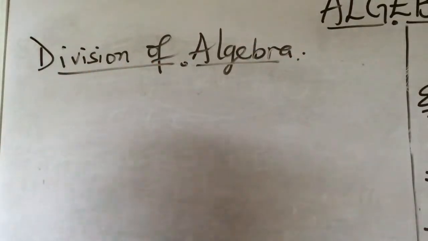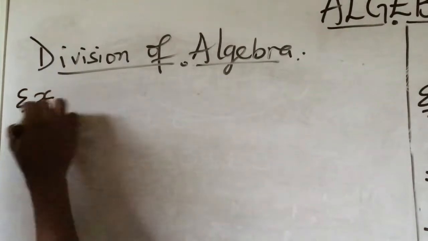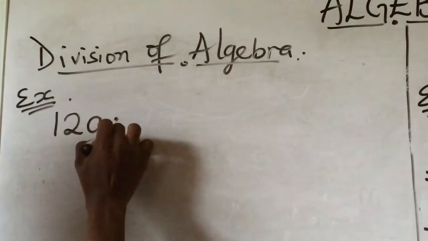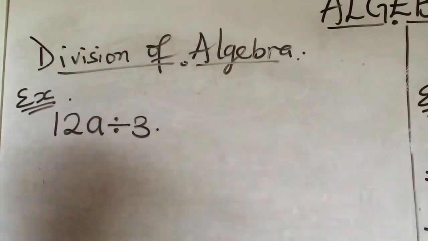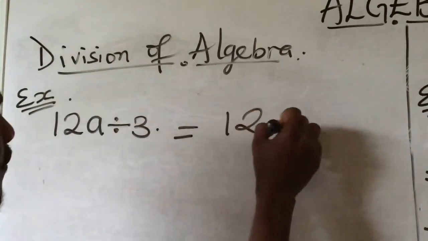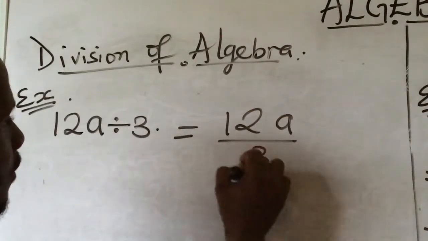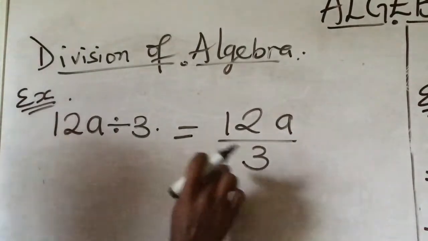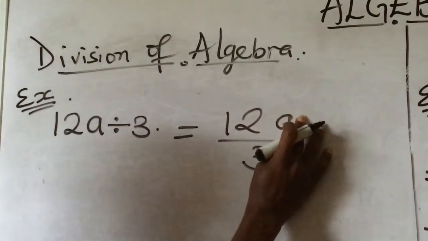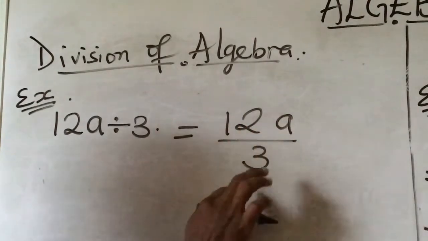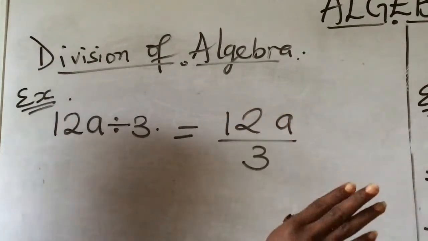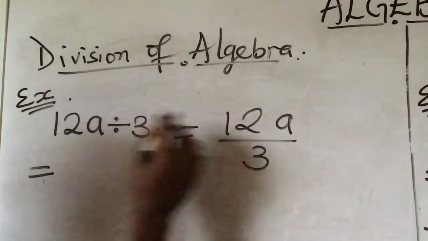Division of algebra. Take an example. We have 12a divided by 3. How do we solve this? All we need to do is to say 12a all over 3. Now, does this division have anything to do with my variable? No. I'm dividing only with a constant. We have to deal with only the coefficient.